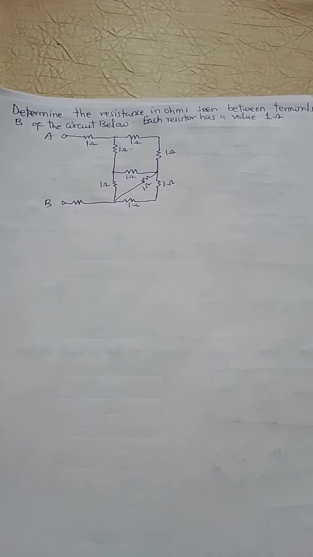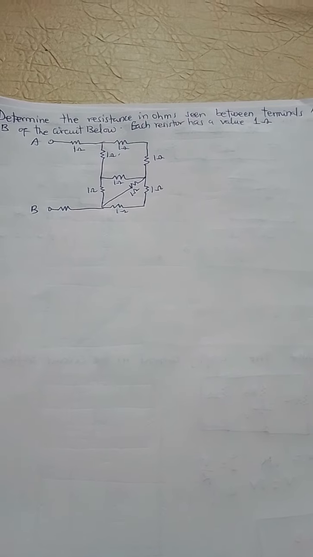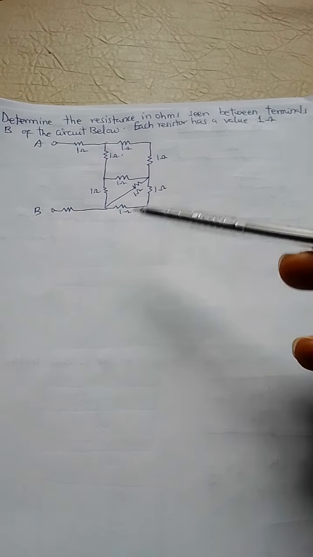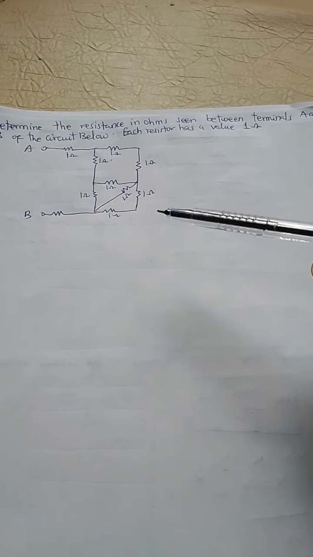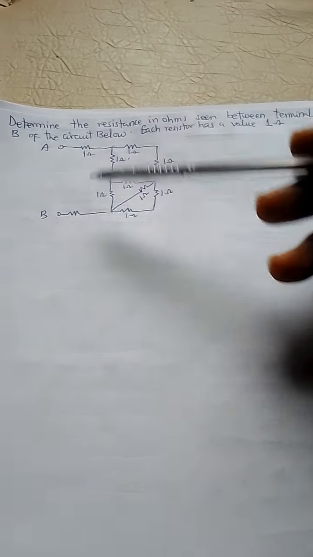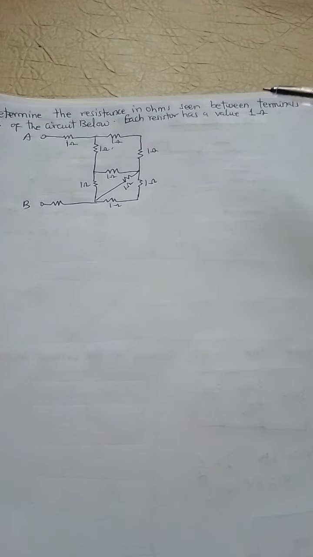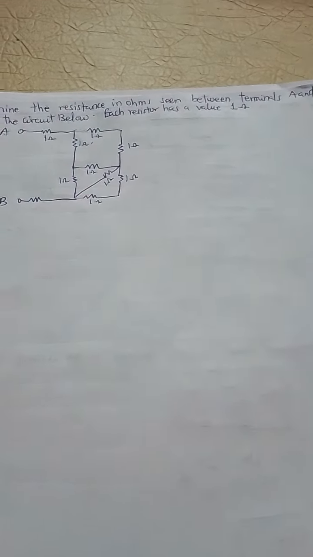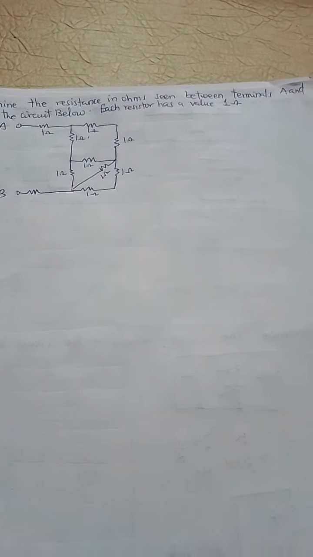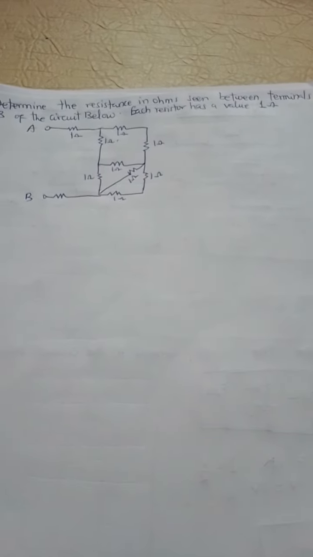Hello viewers, welcome to another section of my tutorial, and I have a problem in applied electricity. I have this complex circuit here and we have to find the effective resistance. So you say determine the resistance in ohms seen between the terminals A and B of the circuit below. Each resistor has a value of 1 ohm. So we are to determine the effective resistance of this entire circuit.